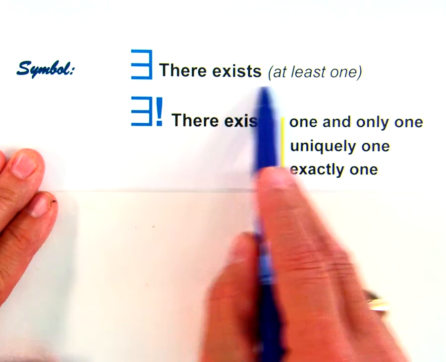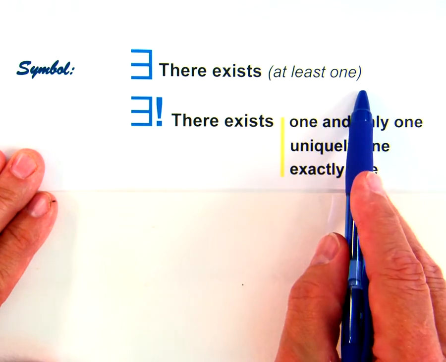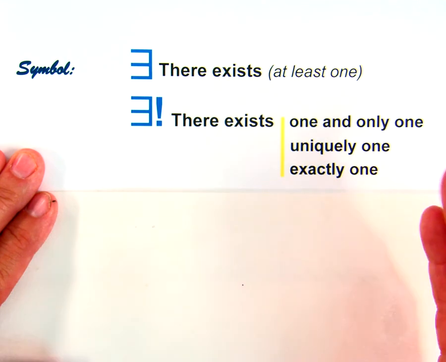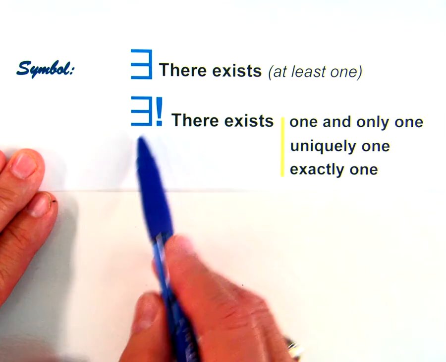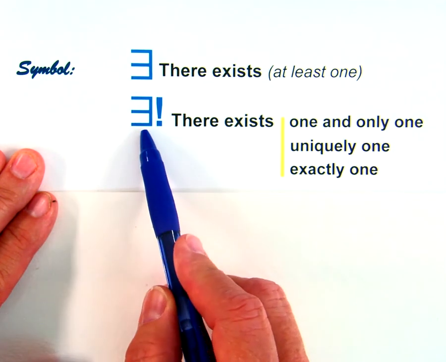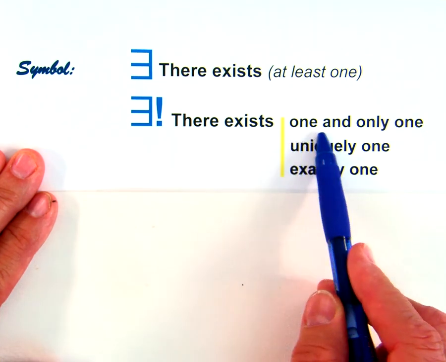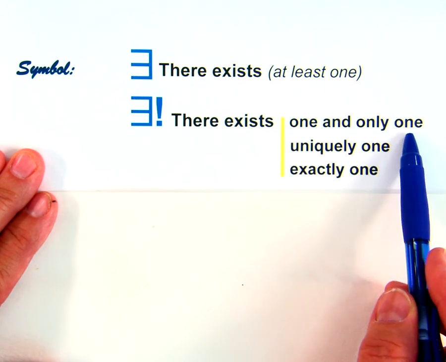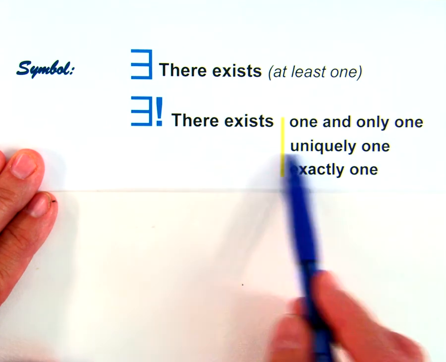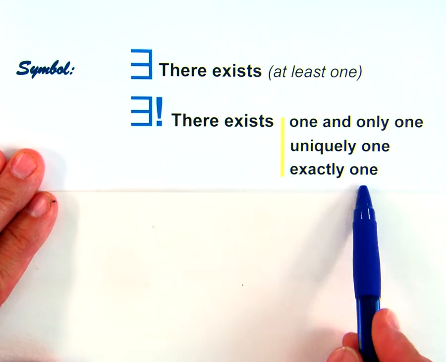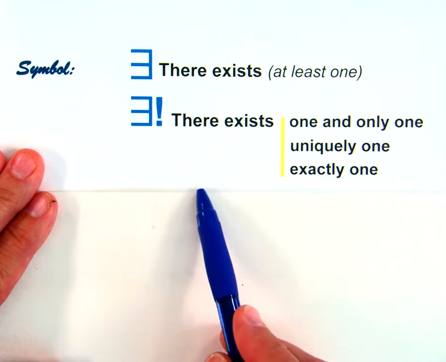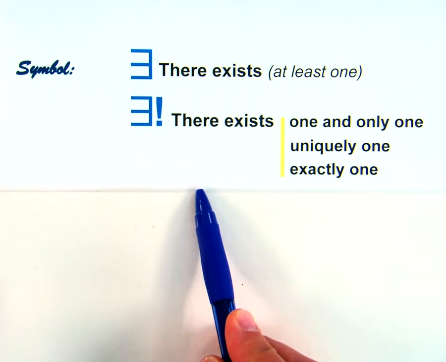And it's presumed that it means there exists at least one, that one of them does exist, but there could be more, as opposed to the backwards E with an exclamation point, which means there exists one and only one of whatever we're talking about. We could also say there exists uniquely one, there exists exactly one. So here's terminology. You're welcome to use it. Sometimes you can use it instead of things like "given." It depends on the circumstances.